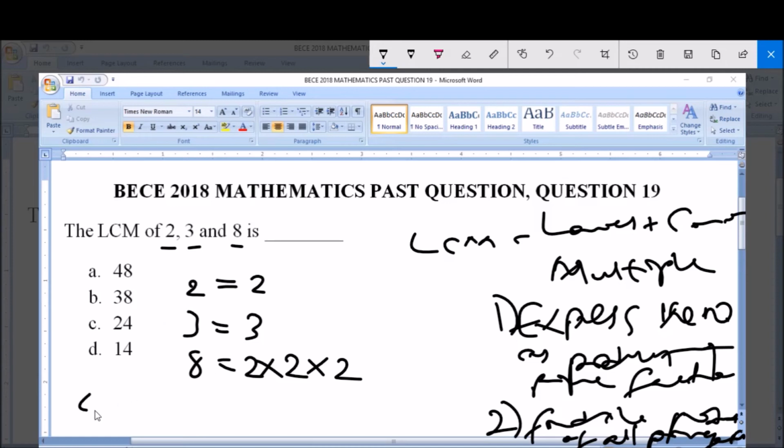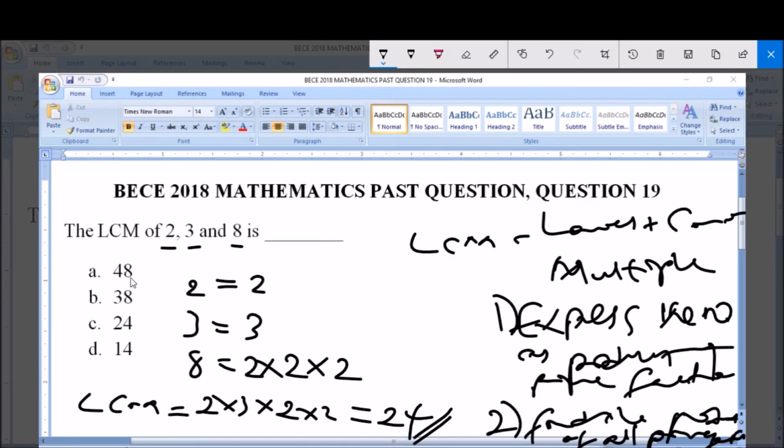So therefore, LCM now will be equal to 2 multiplied by the 3. Now normally you will say multiply by this 2, but no, because this 2 is already present here. So we move to the next 2, multiply by 2, multiply by 2, and this will give us: 2 times 3 to give us 6, 6 times 2 to give us 12, and 12 times 2 to give us 24. So therefore, the LCM of 2, 3 and 8 is 24. That is, the lowest common multiple of 2, 3 and 8 is 24.